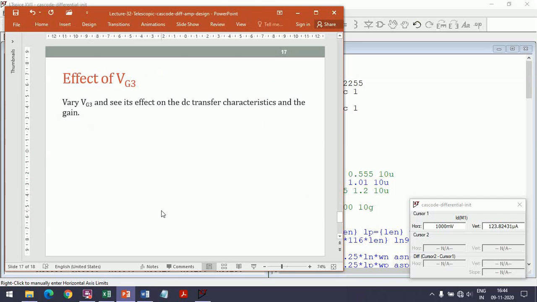Then you vary VG3 and plot DC transfer characteristics, output versus input, and watch the effect of VG3 and make some observations. This is useful, but as I said, it is not critical, so I am not doing it here. So that is the end of this lecture. Next lecture, we will continue with our higher gain op amp configuration.